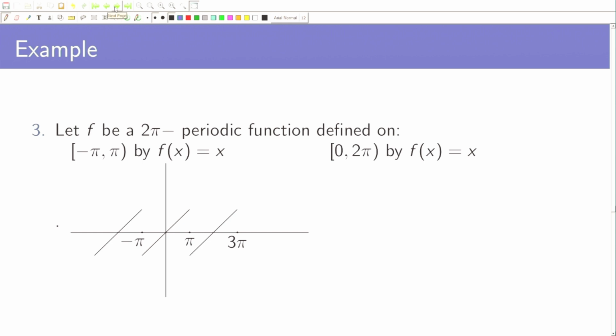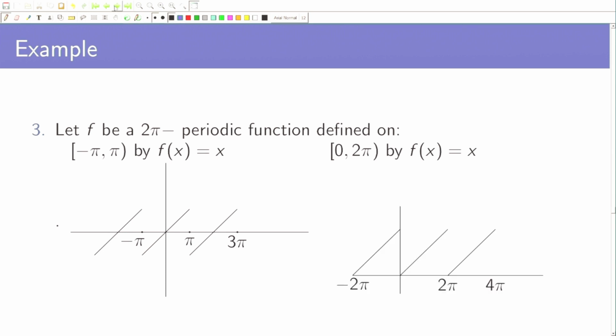Suppose I take the first one, f of x equal to x from minus pi to pi. Then this is the graph of the function. Now, I will cut and paste it from pi to 3 pi, and from minus 3 pi to minus pi. So, this is going to look like this periodic extension.